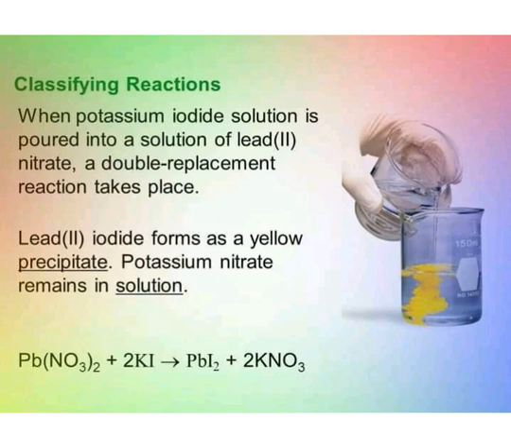The reaction between potassium iodide and lead nitrate is an example of this type of reaction. When potassium iodide solution is poured into a solution of lead nitrate, a double replacement reaction takes place. Lead iodide forms as a yellow precipitate and potassium nitrate remains in solution.